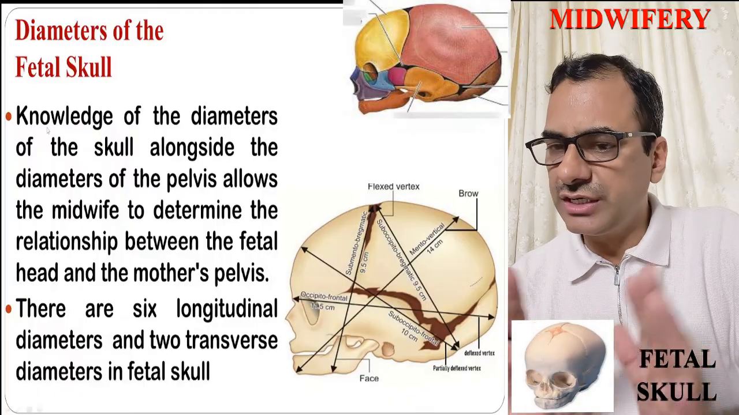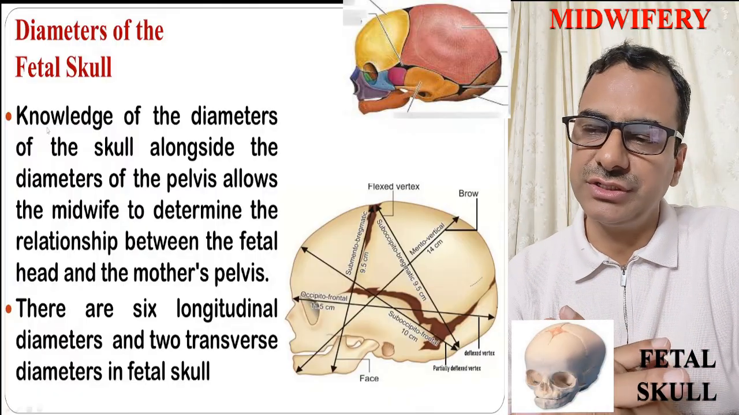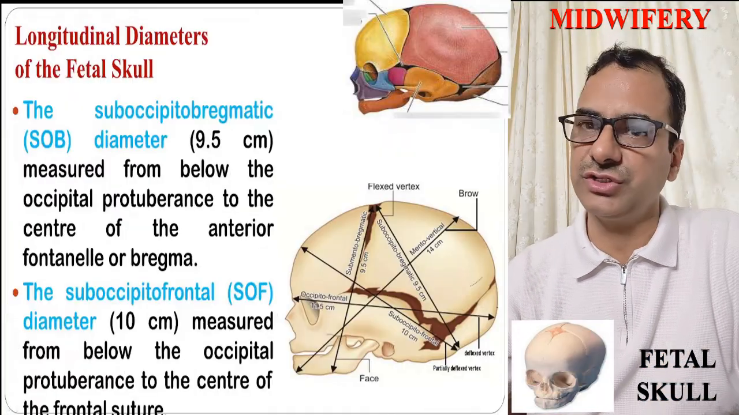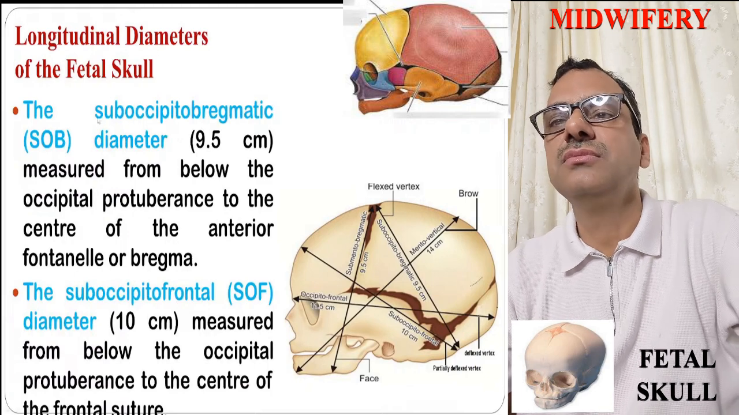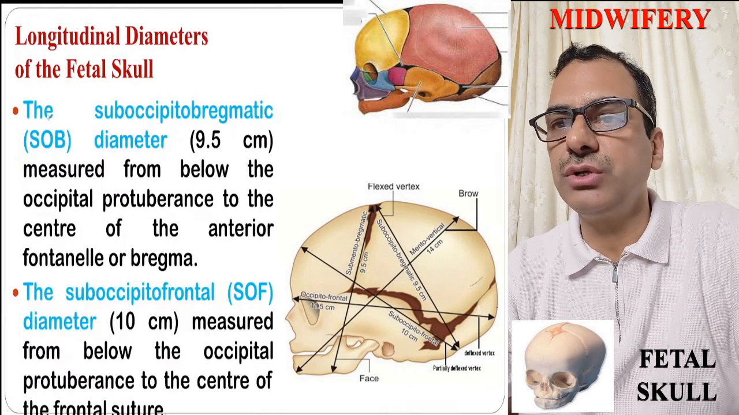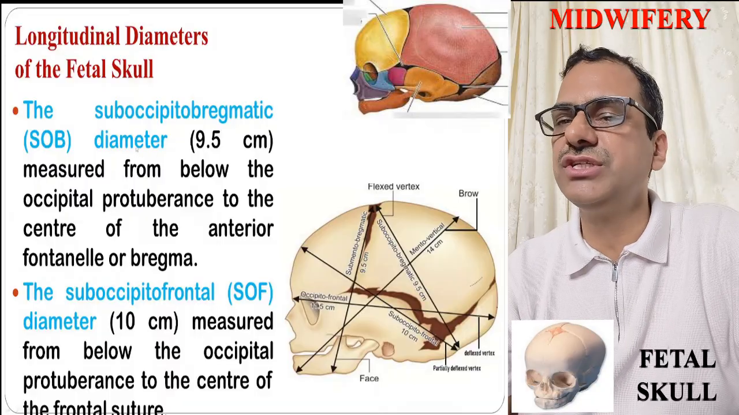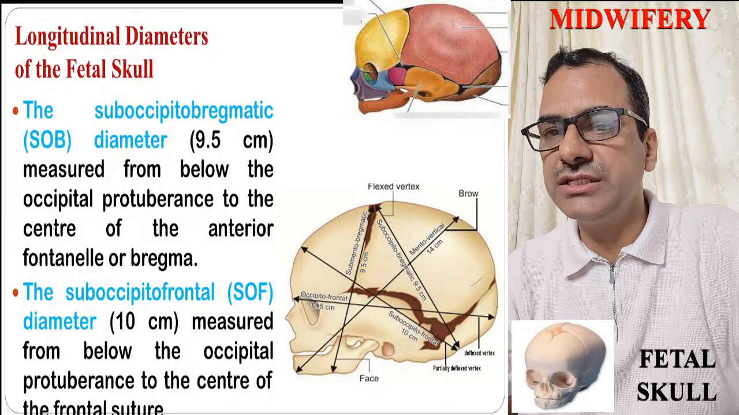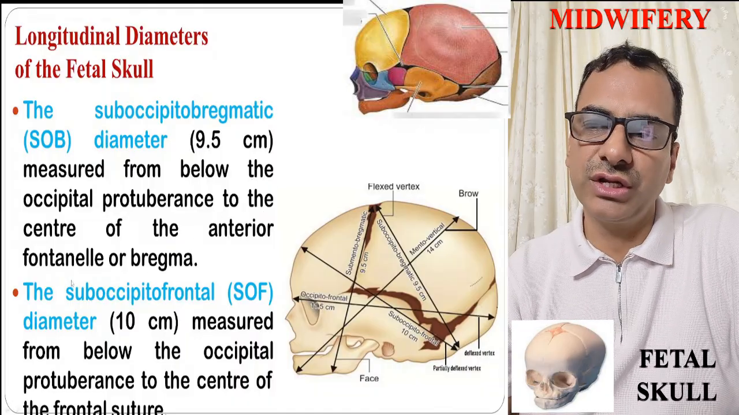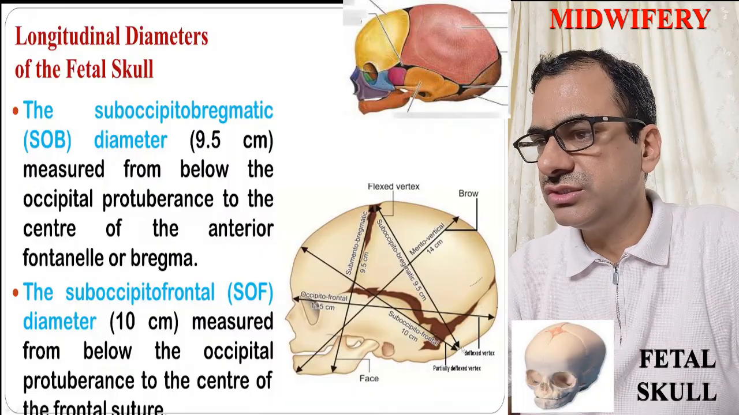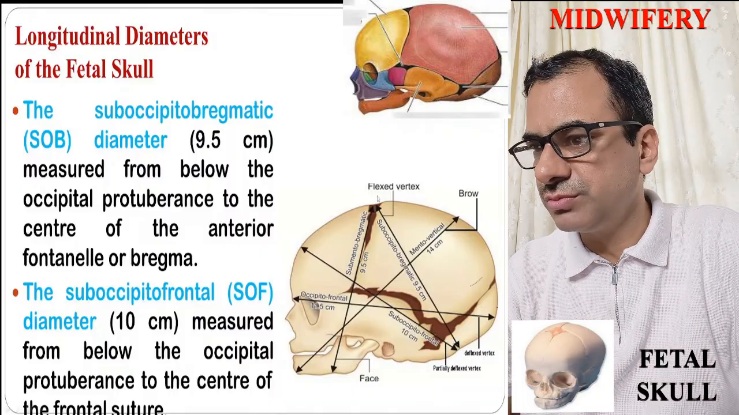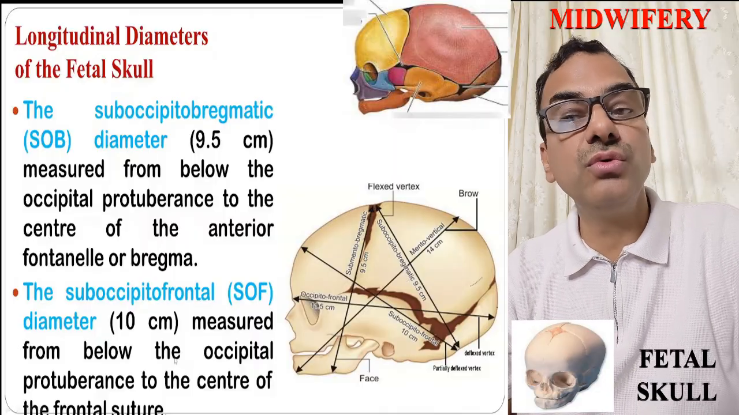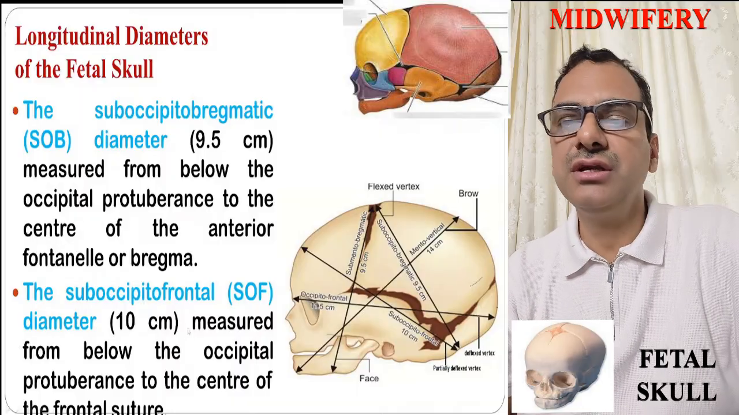There are 6 longitudinal diameters and 2 transverse diameters. So in total 8 diameters we will discuss here, 6 longitudinal and 2 transverse. The first longitudinal diameter is the suboccipito-bregmatic diameter, which is 9.5 centimeters, measured from below the occipital protuberance to the center of the anterior fontanelle or bregma. So this one is the suboccipito-bregmatic diameter.